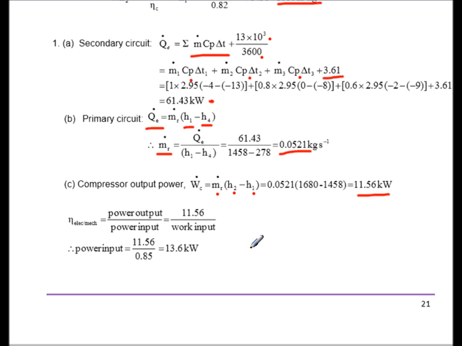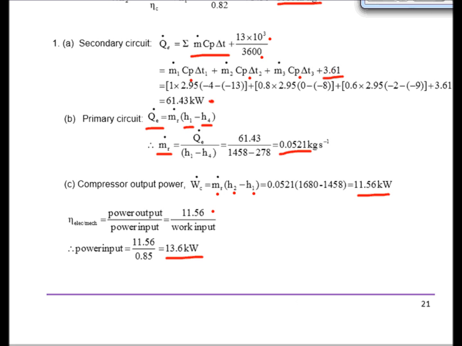We're told that the actual mechanical electrical efficiency of the compressor was 0.85 or 85%. So again, applying an equation for efficiency to the actual compressor, we get power output over power input. The power output we've just calculated to be 11.56 kilowatts. We want to find out what the power input is. So equating that to our 85% and transposing for power input, we get our actual power input to the compressor, based on our electrical mechanical efficiency, of 13.6 kilowatts.